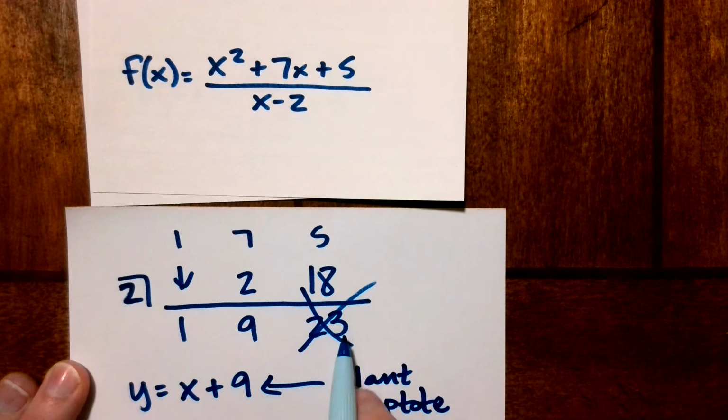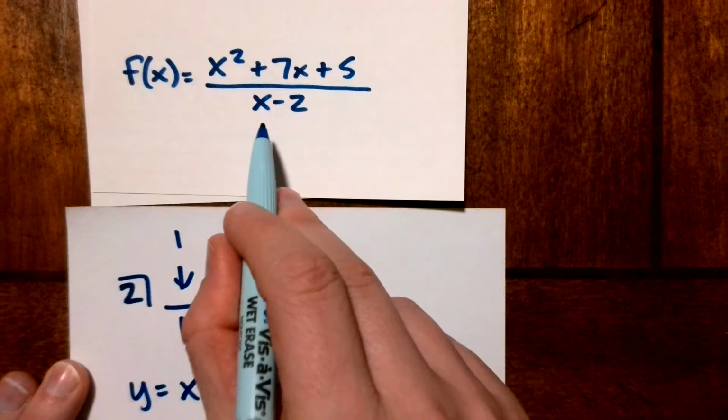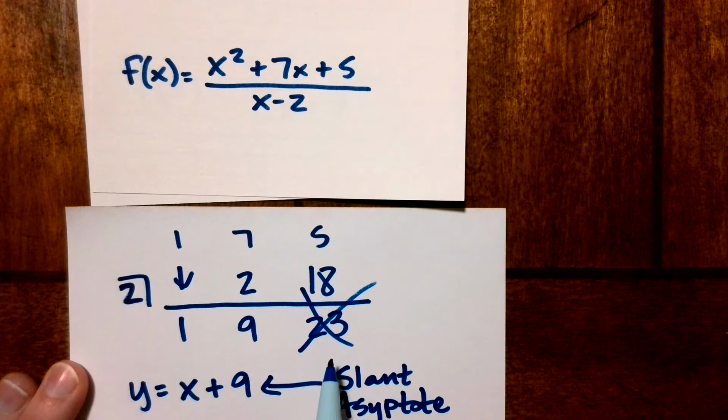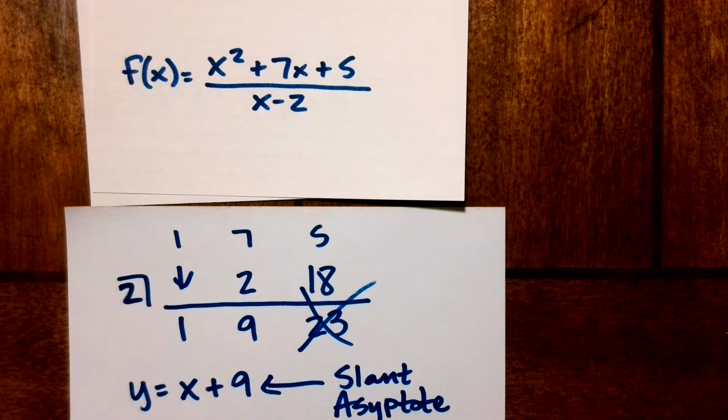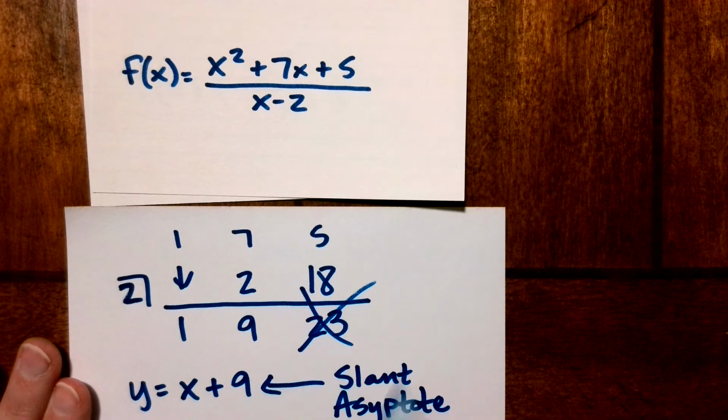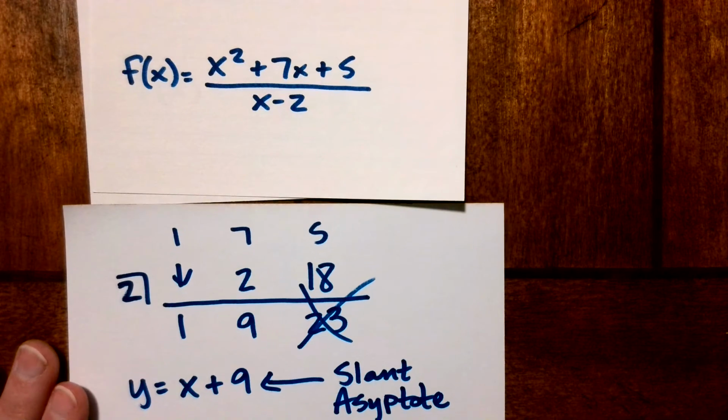So what's happening here with the remainder is that technically we have this plus 23 over x minus 2, but that's such a detailed part of this, like if you're sketching a graph, that wouldn't make a difference. It's such a small detail that we go ahead and throw it out because this is really enough to say the slant asymptote is going to be y equals x plus 9.